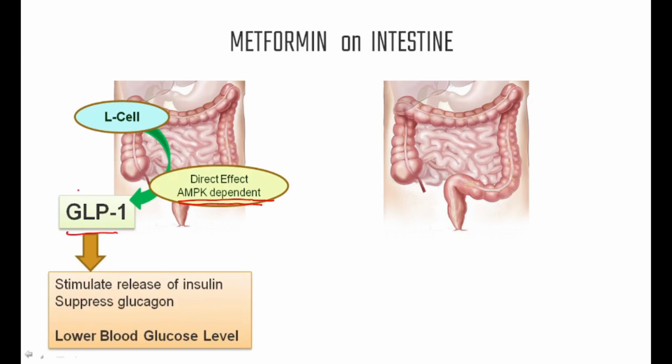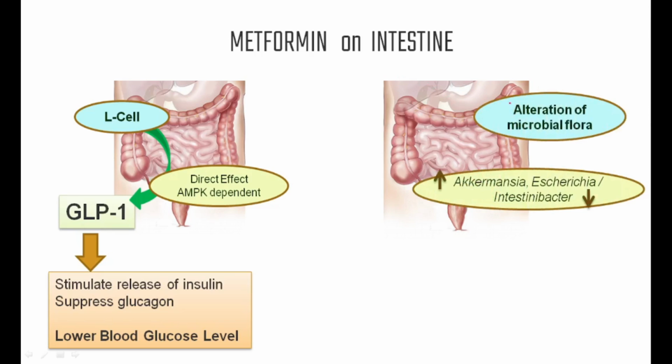As a result, we have seen that GLP-1 stimulates the release of insulin and suppresses the glucagon release, and ultimately it is decreasing the blood glucose level. So metformin, by releasing the GLP-1, is decreasing the blood glucose level. Now metformin in the intestine is also responsible for the alteration of microbial flora.